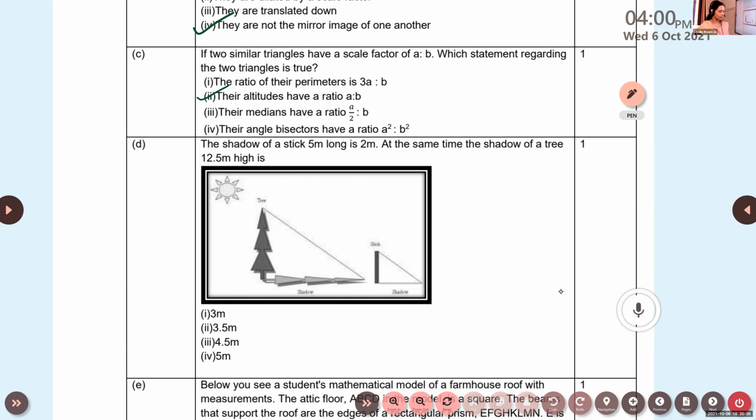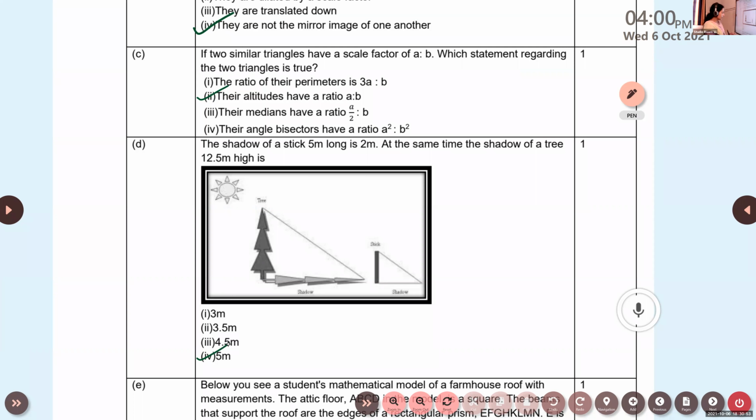Nas, Parveen, what is the answer for the fourth one? 5 meters. Option D, 5 meters. Yes, correct. Option is D, 5 meters.